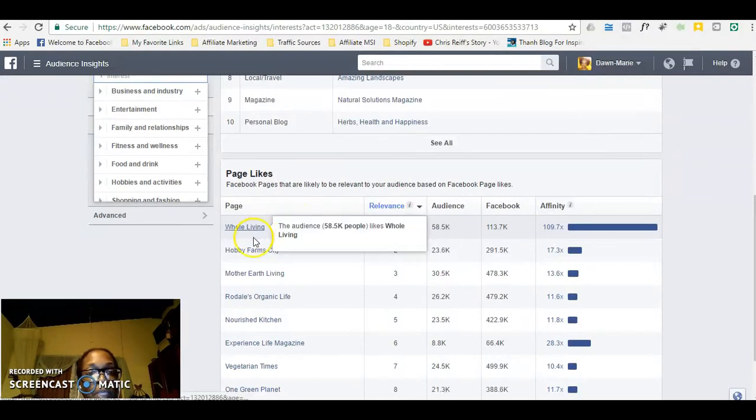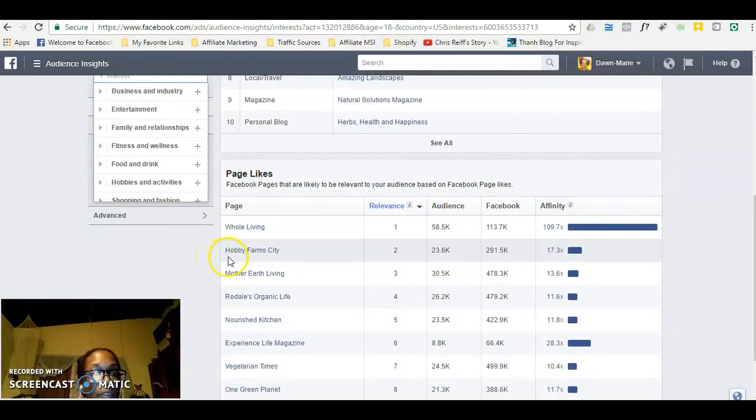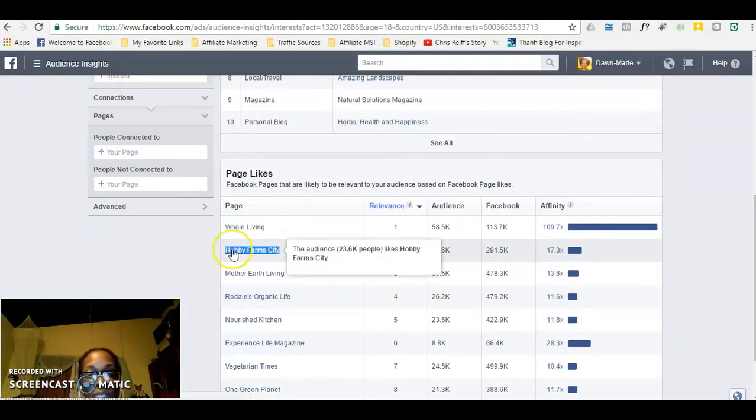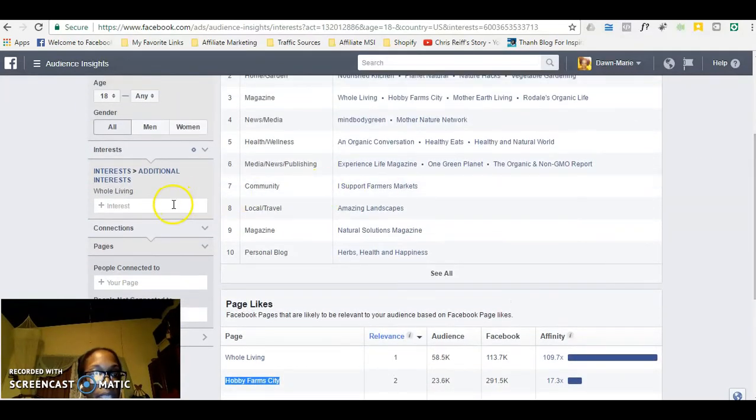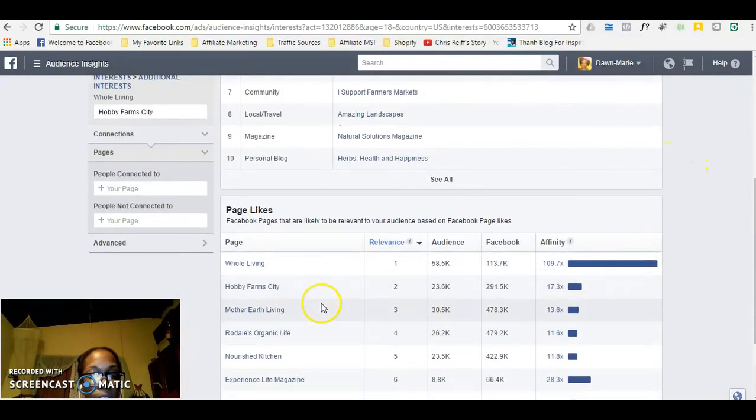And then I simply, based on what Facebook is telling me that these people may also be interested in, Hobby Farm City, Mother Earth Living, Rodale's Organic Life, I simply copy. If I want more interests to target, then I simply copy that interest. I put it here again in the interest field, see whether or not Facebook has an interest field for it. In this case, it doesn't for Hobby Farm City.